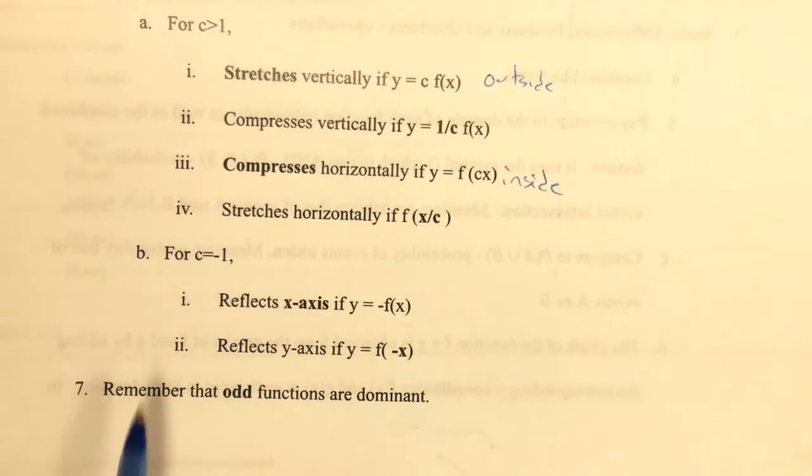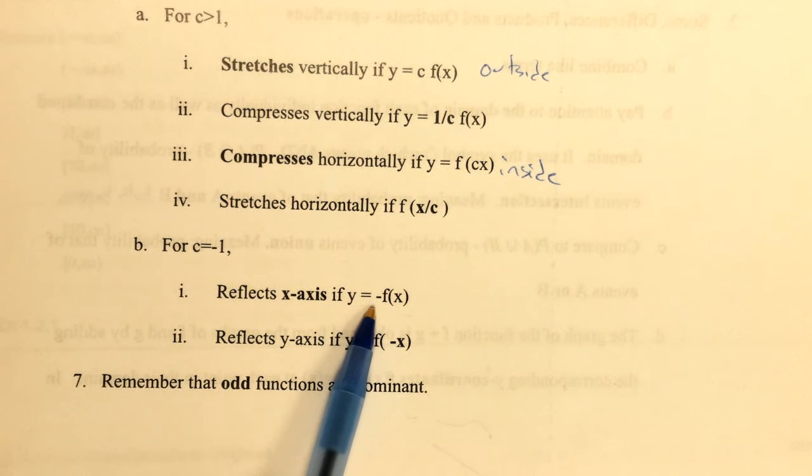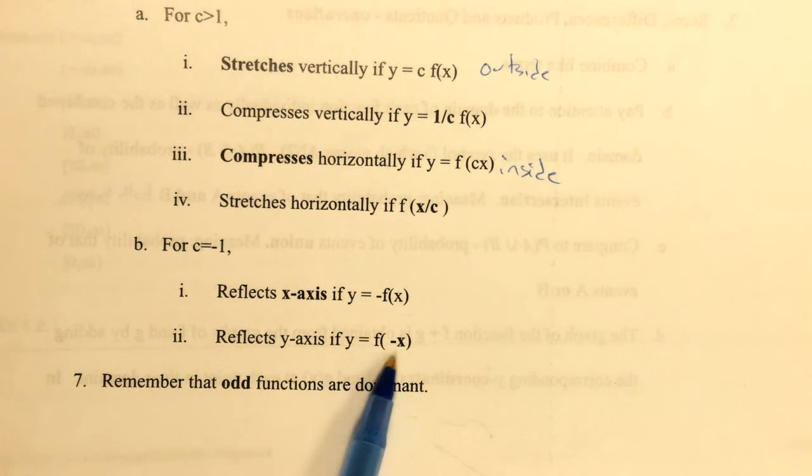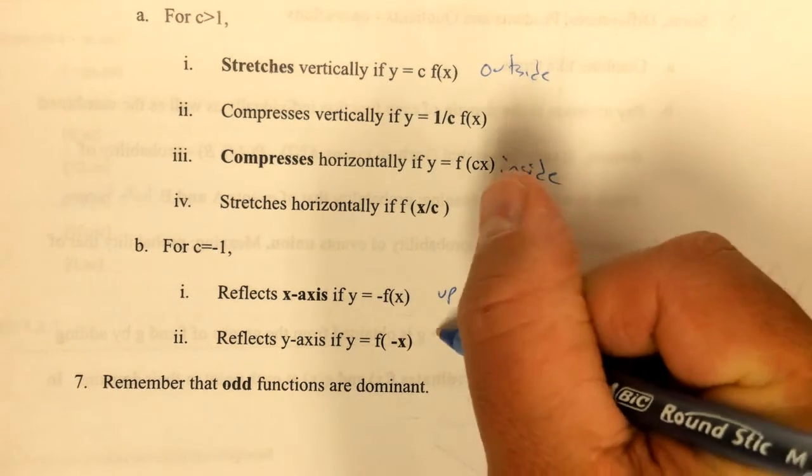Okay, now if it is -1, then it reflects the x if it's on the outside, and it reflects the y if it's on the inside. So this is up and down, and this is left and right.